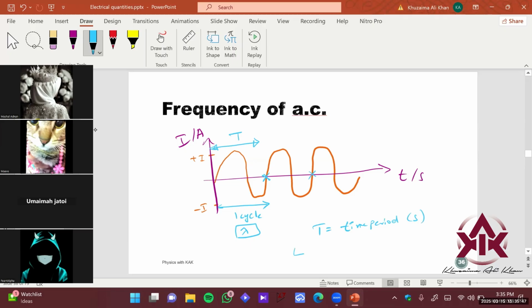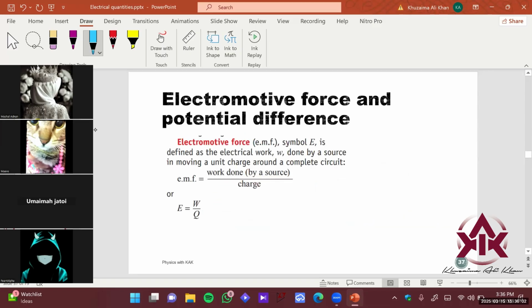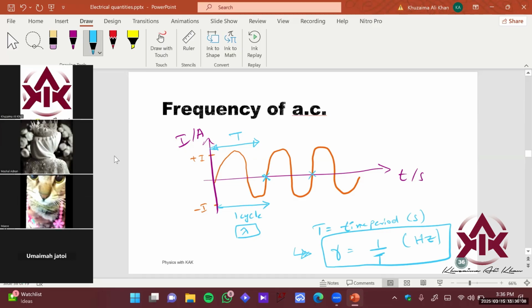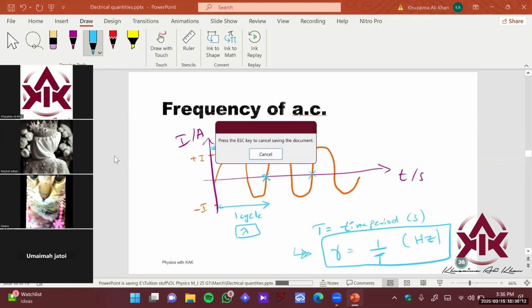So how do I find frequency? You all know this. Frequency is basically 1 over the time period, and the unit of frequency is hertz. So this is basically how you find frequency. This will be used repeatedly in your chapters, in the questions which you will encounter in the upcoming slides and questions.